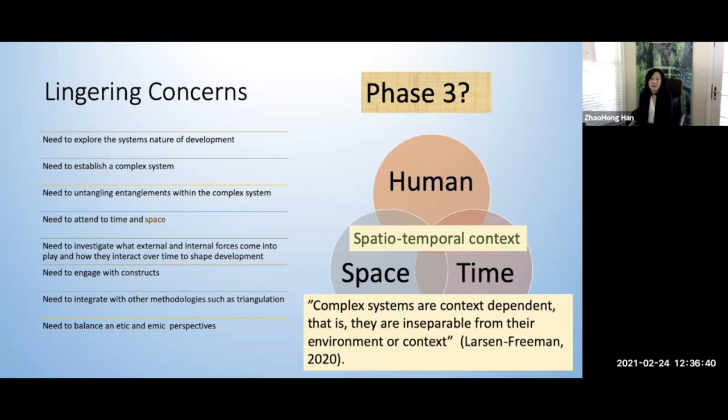Current studies have paid a lot of attention to time, but not enough attention to context. And here's what Larsen-Freeman said about context. Complex systems are context dependent, that is, they are inseparable from their environment or context. We would like to see studies taking into consideration the spatial temporal context and how that interacts with the learner.